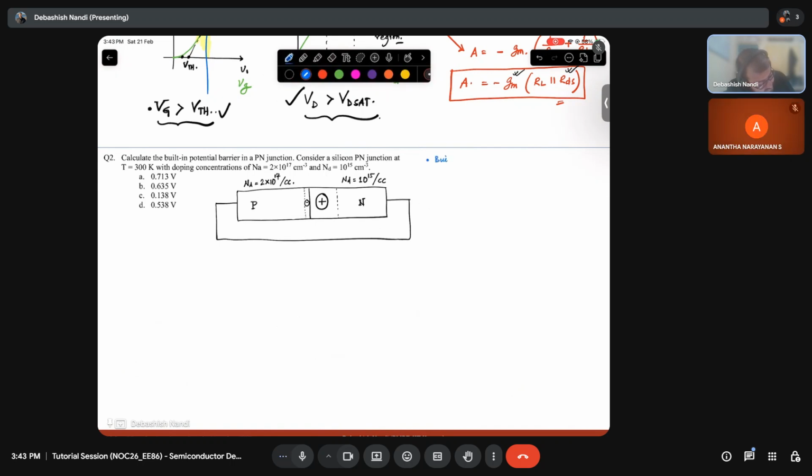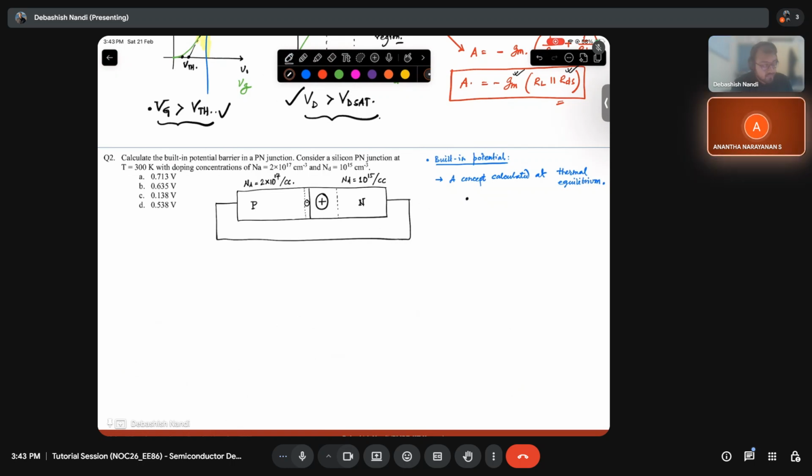Built-in potential is a concept calculated at thermal equilibrium. So what is thermal equilibrium? We had discussed it in the first class. What does thermal equilibrium mean? Can you quickly summarize the points? So no flow of current. Last time also you said that, right? What is the first point?